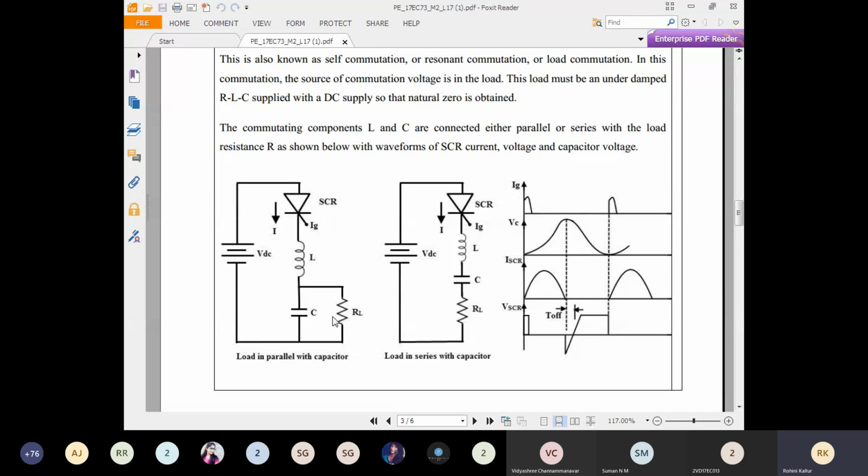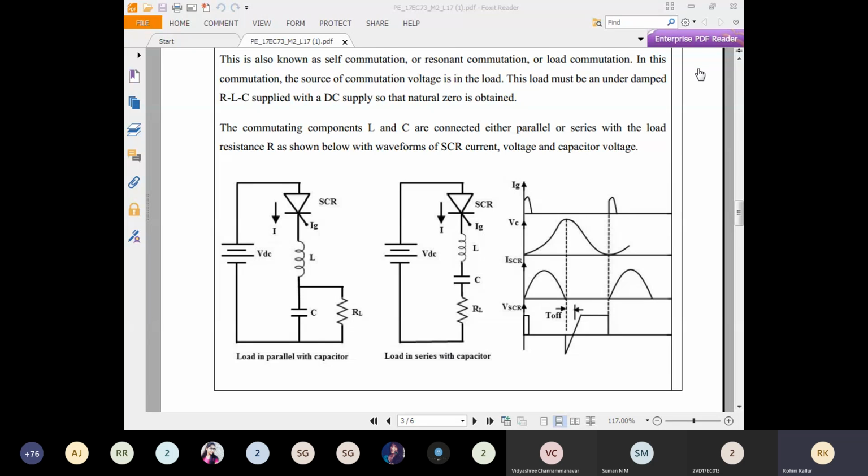Next, after this instant the capacitor has charged to the maximum. The capacitor has a property that once it charges to the maximum it has to discharge. When the capacitor tries to discharge, it cannot discharge through this particular load, correct? It discharges through the conducting SCR. Following this? Yes, ma'am. Are you understanding, or are there any issues?